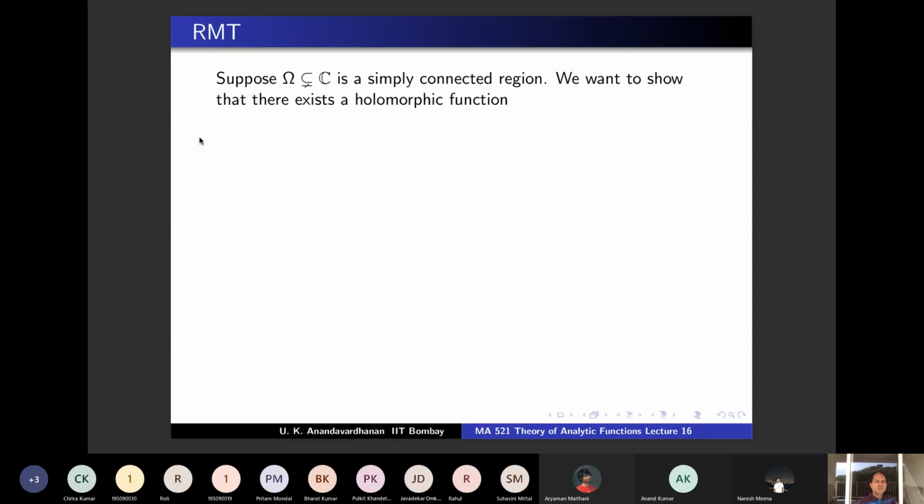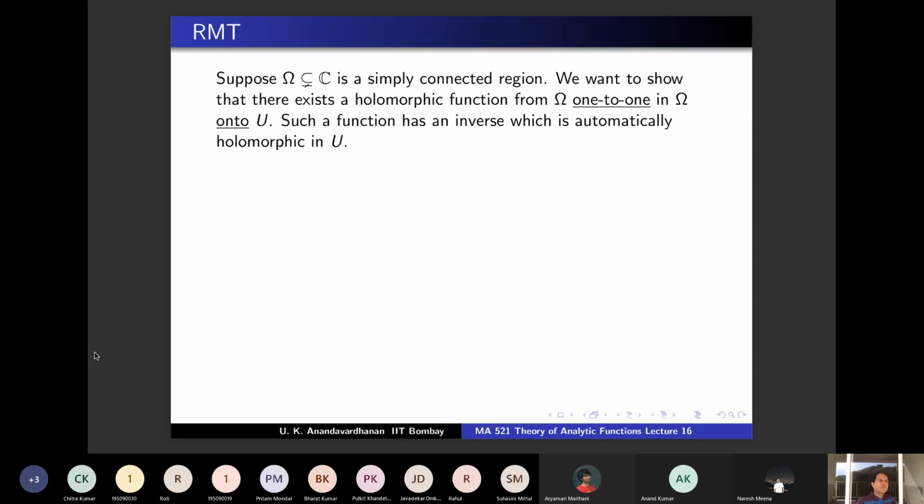Okay, so we want to show that there exists a holomorphic function from omega, one to one in omega, onto U. This is enough, right? Therefore, it's a bijection, and such a function has an inverse, and the inverse is automatically holomorphic. We don't need to show anything more. Why is that?